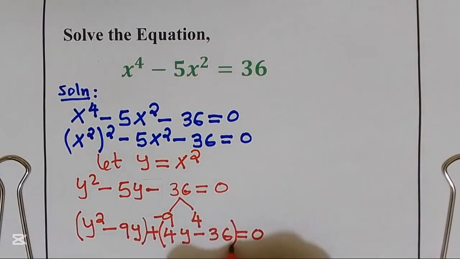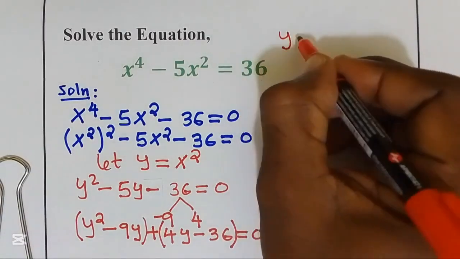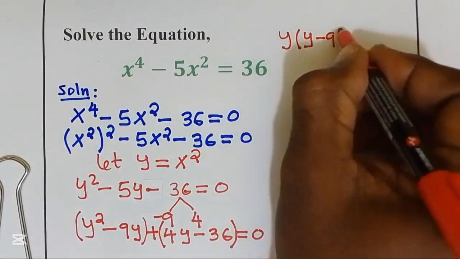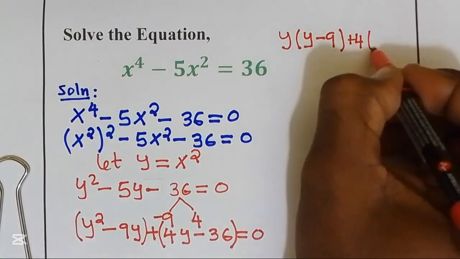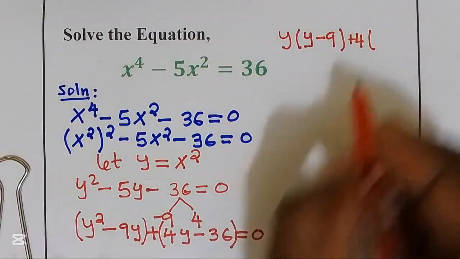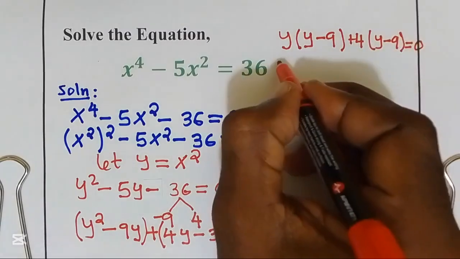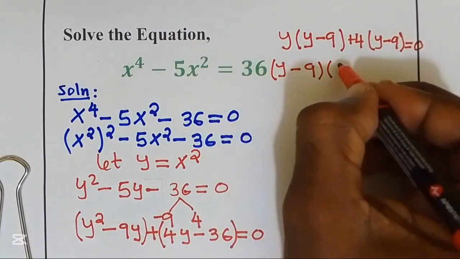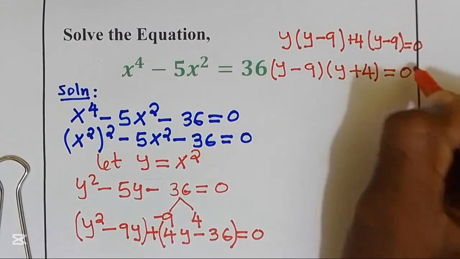Let us factorize. We are going to factor out y, and here we are going to factor out 4. In the bracket y is going to remain y minus 9, and factoring out 4, I'm going to remain with y minus 9. This is equal to 0. Now I have y minus 9, y plus 4, equal to 0.